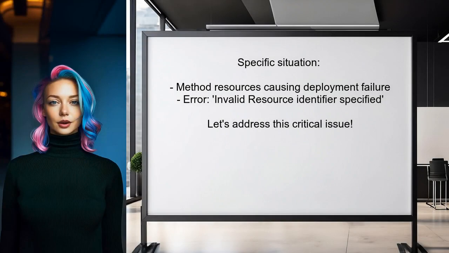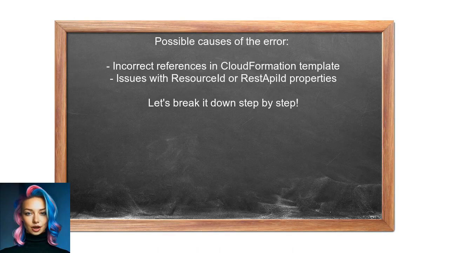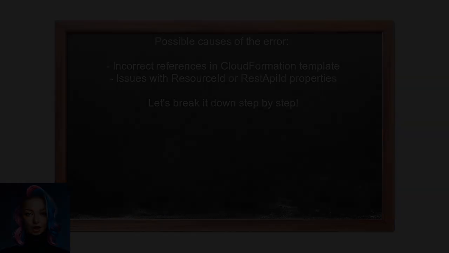Let's dive into the specifics of your situation. You mentioned that your method resources are causing the deployment to fail with the error message, "Invalid Resource Identifier specified." This is a critical issue that we need to address. So, what could be causing this error? It often stems from incorrect references in your CloudFormation template, particularly with the Resource ID or REST API ID properties. Let's break it down step by step.